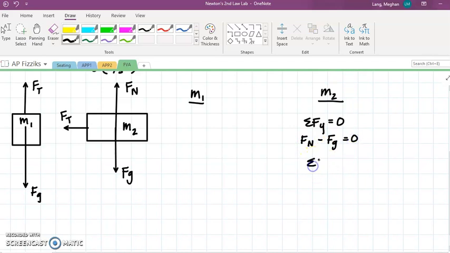But when I go to sum my forces in the x direction, now instead of being equal to 0, it's going to be equal to ma because the glider is accelerating. So then my sum is only the force of tension because I don't have any other forces acting there. So force of tension is equal to mass 2 times acceleration. Okay. So then when I go to sum my forces in the y direction on mass 1, that's also going to be equal to ma because it's accelerating down towards the ground.